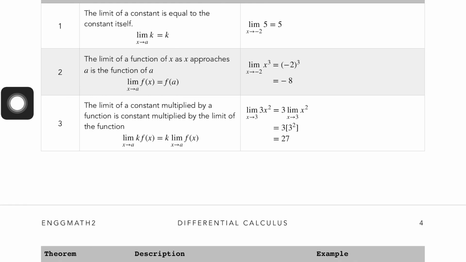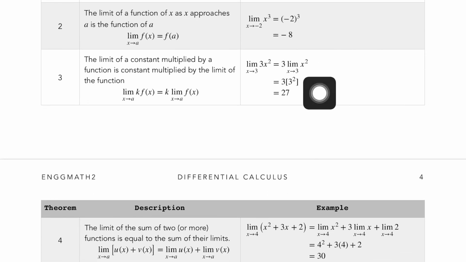So we're just going to replace x with the value a here. As an example, the limit of x cubed as x approaches negative 2 is equal to negative 2 raised to 3, and that's equal to negative 8.